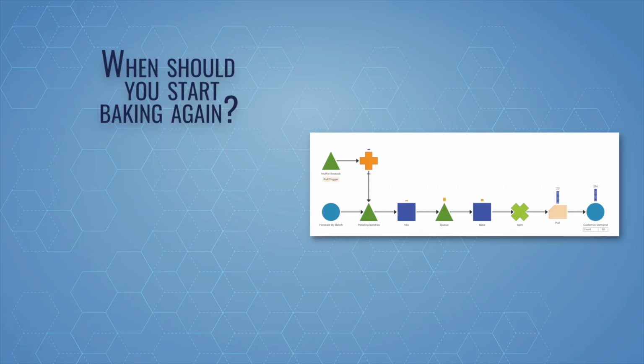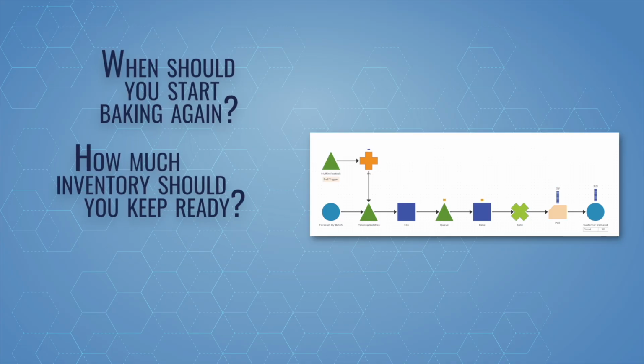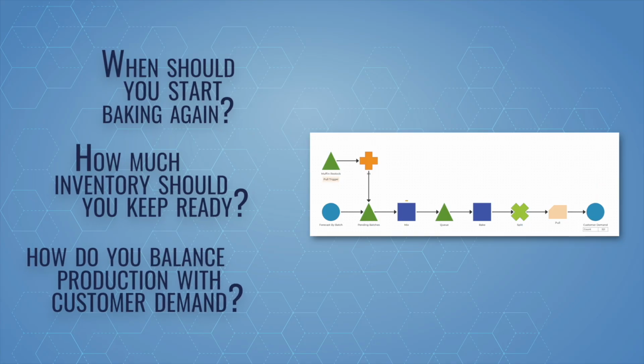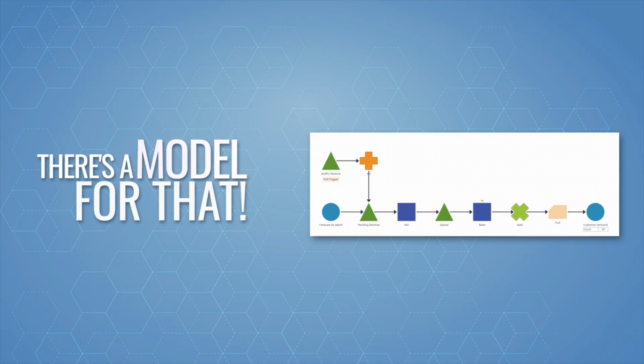When should you start baking again? And how much inventory should you keep ready? How do you balance production with customer demand? There's a model for that.